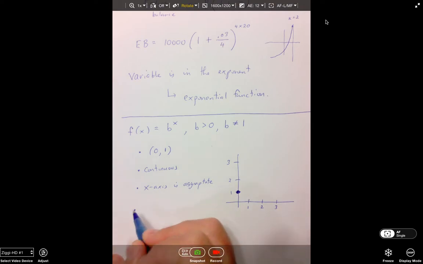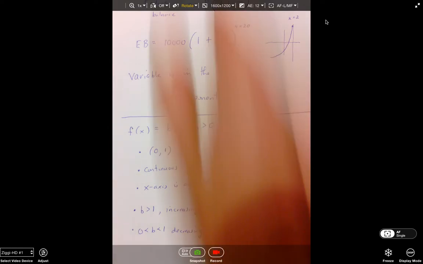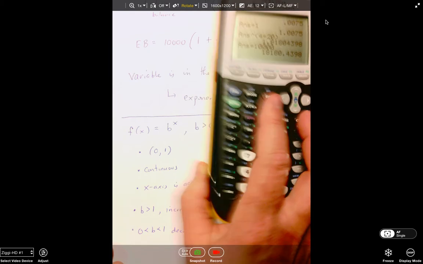Another important property, when b is greater than 1, then we have an increasing function. And when b is between 0 and 1, then we have a decreasing function. I think this is going to be handled pretty nicely using the calculator. Okay, so let's just take a look at a graph here.